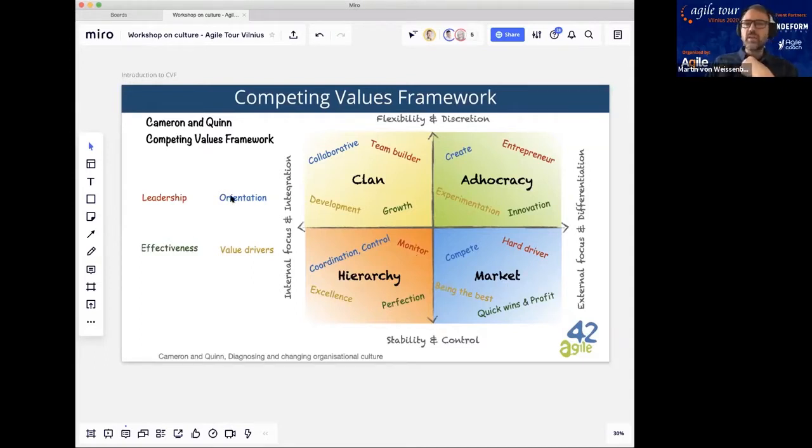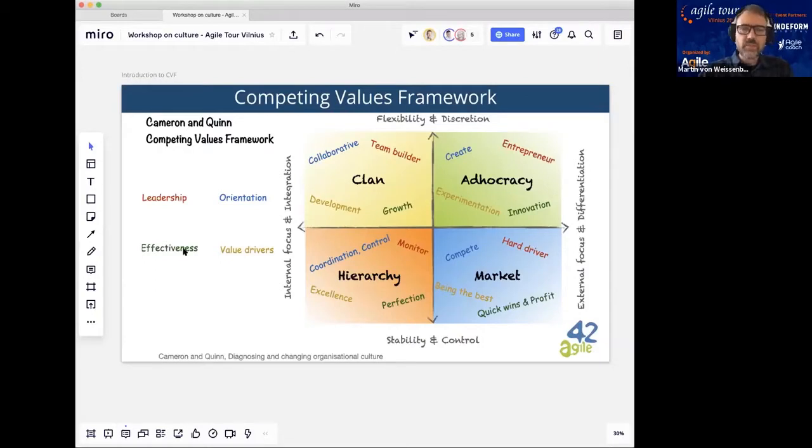Orientation means what kind of tools, what kind of processes, how do we do our work? And so you can see again, creative, you have collaborative approaches. Down in hierarchy, you would have a coordinating or controlling approach, and in market, competition, even internal competition sometimes. The salesperson of the week gets a bonus or something like that.